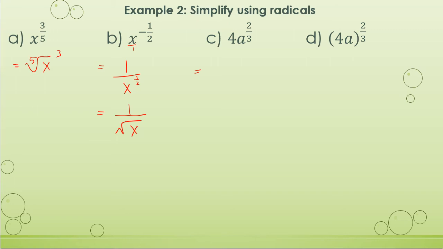C. Now you got to be careful with C. The exponent only is touching the a. It is not touching the 4. So that 2/3 only applies to the a, not the 4. And that's going to be a common mistake. You got to watch out for that. If the 4a was in brackets, then that'd be a different story. So 4, the 3rd root of a squared. And I might even write this in brackets just to drive the point home that that only applies to the a and not to the 4.